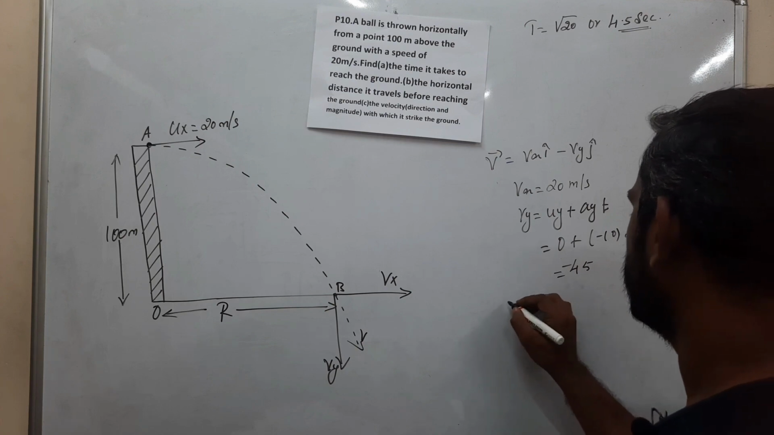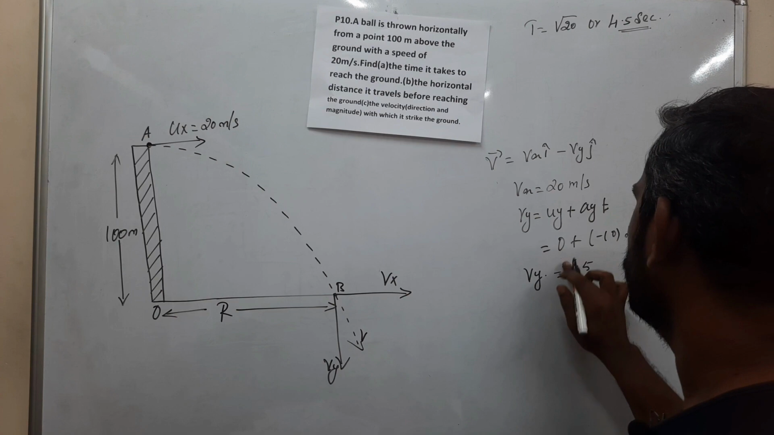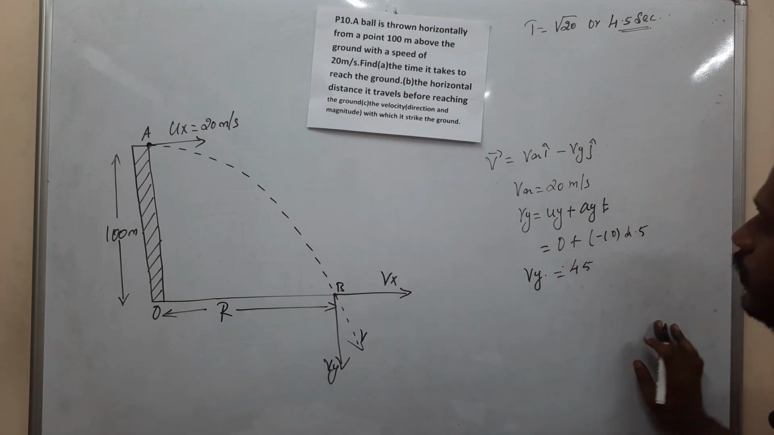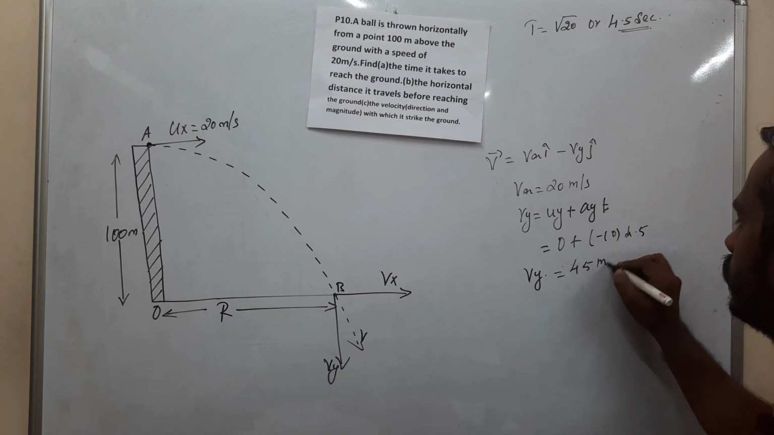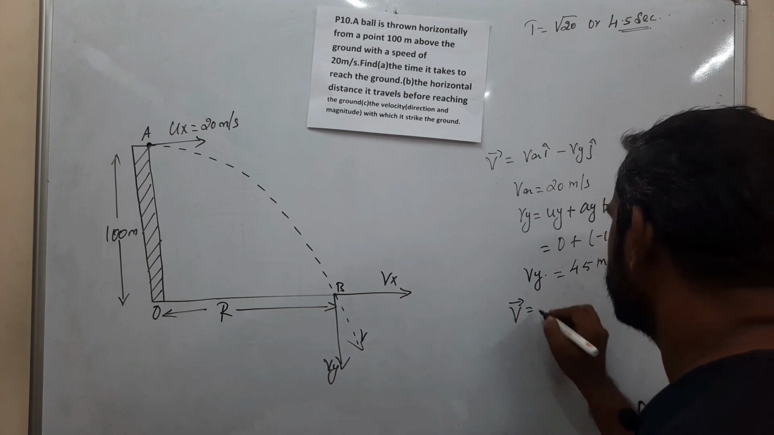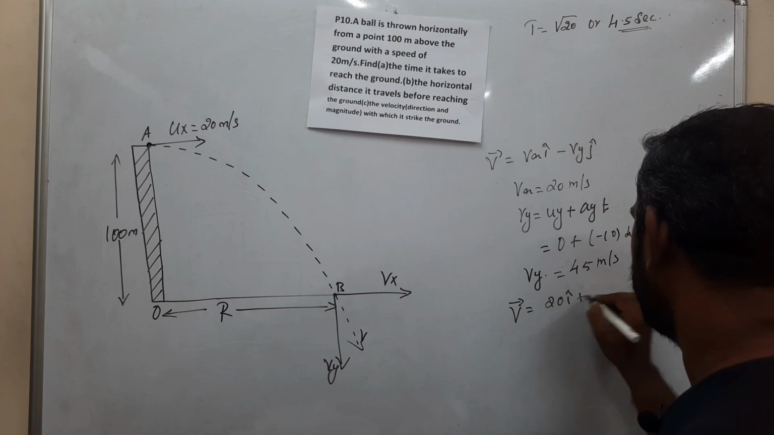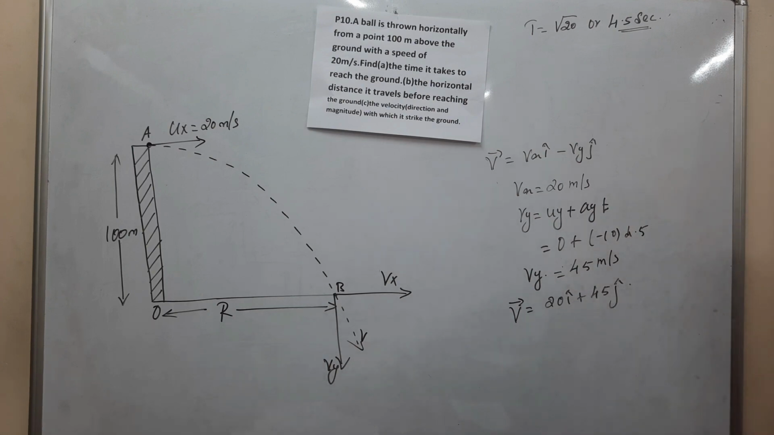So v vector, we can write, this is vy. Vy minus means that is direction only, magnitude 45 meter per second. So we can write that v vector is equal to vx, that is 20 i cap plus 45 j cap, with the vy pointing downward.